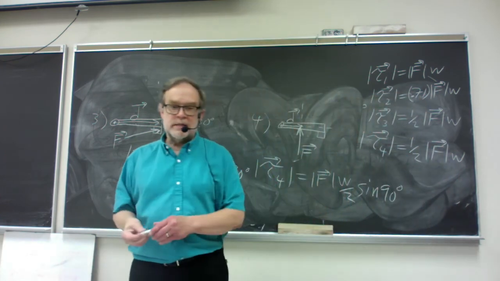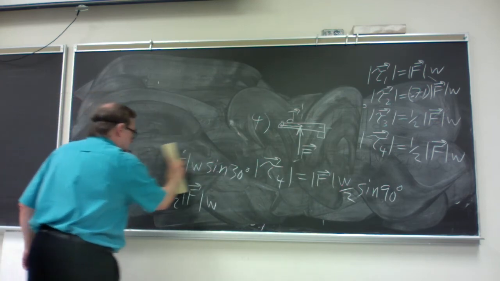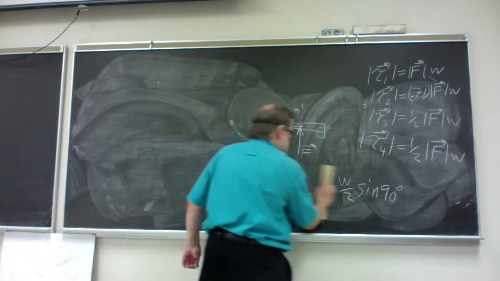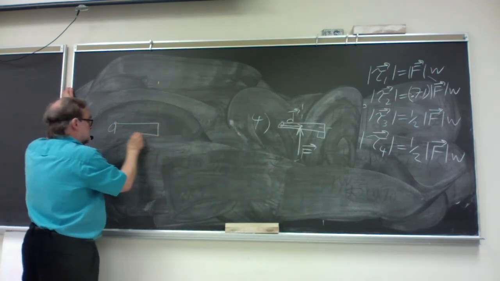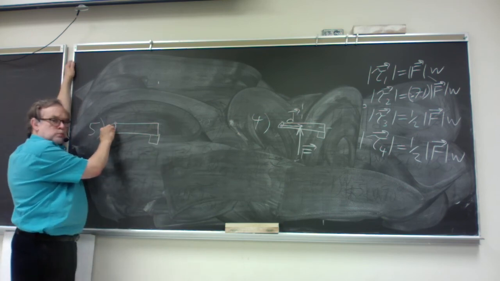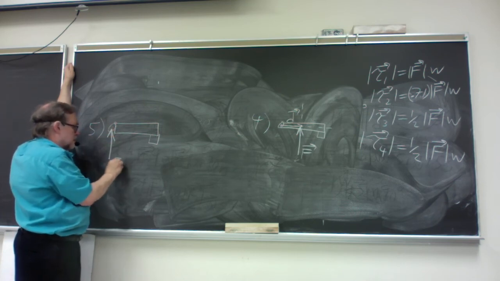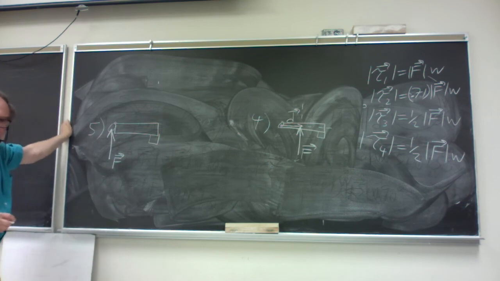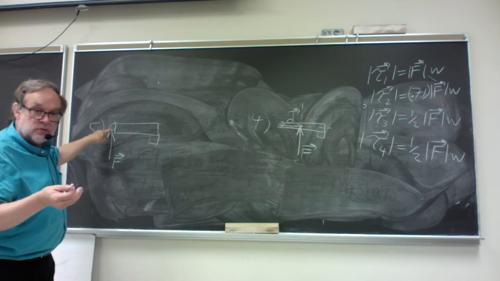And one last example. Now let's say there's the door, case 5. We'll keep the reference point right here, but now imagine that you apply that same F, newtons of force, right to the reference point. In that case, what's that displacement vector like?